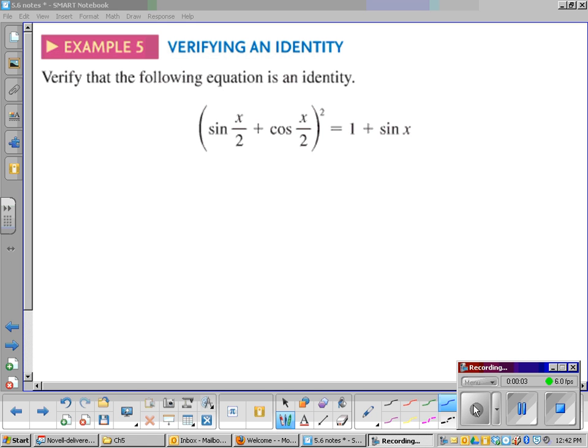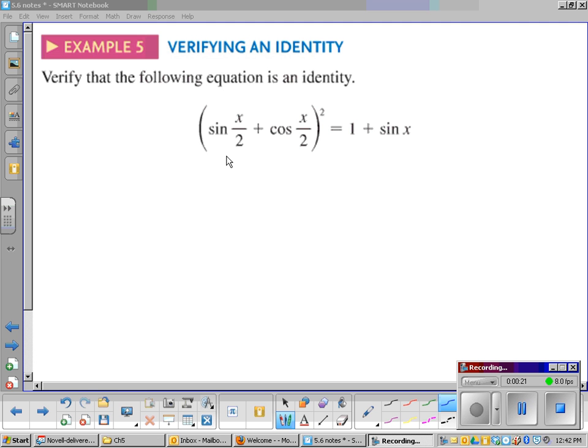Finally, let's look at verifying an identity that seems to involve half angles. Now, a lot of times people go in here and they say, well, the left side is definitely the more complicated side, so that's where I want to start. And that is true. You want to start on the left side.